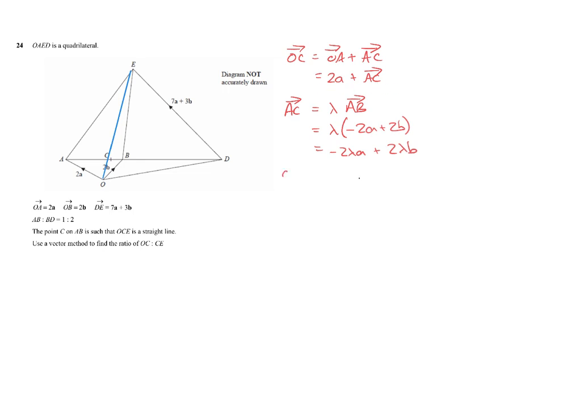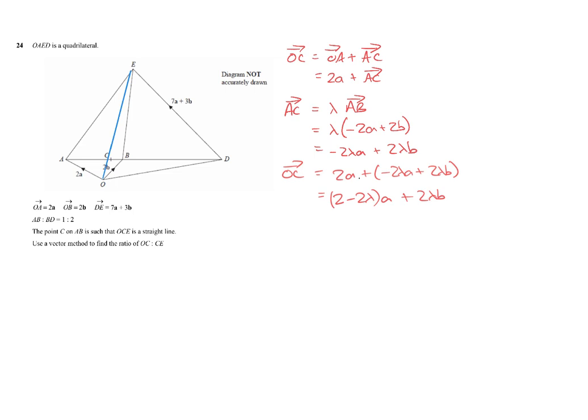Now I can put that back into my expression at the above here. So I now know that OC is equal to 2a plus minus 2 lambda a plus 2 lambda b. Now let's tidy that up. Again, collating the parts with a and the parts with b. So I have (2 minus 2 lambda) a plus 2 lambda b, and that's certainly picking me up points from the mark scheme in the exam.